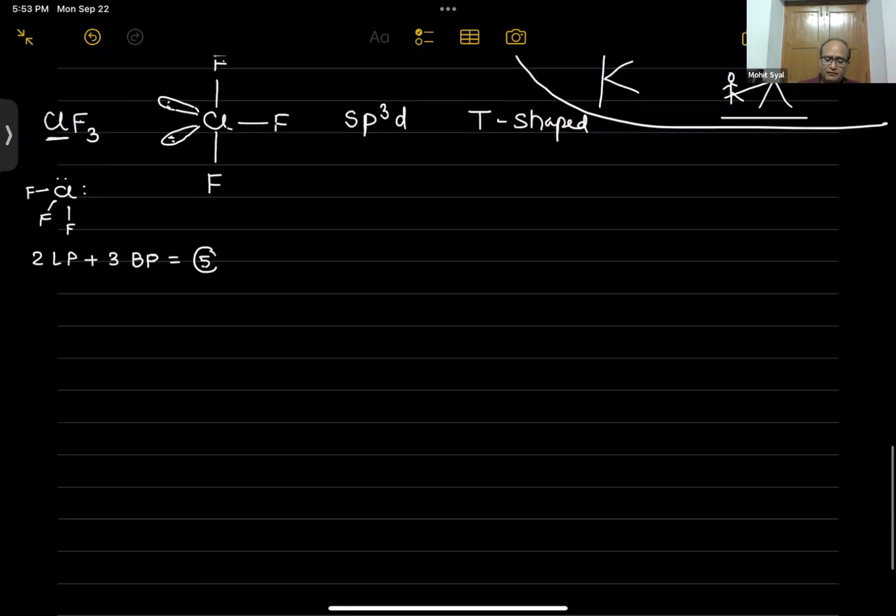Now suppose if you have XeF2, how many valence electrons does xenon have? 8 electrons, because it is a noble gas. Okay.